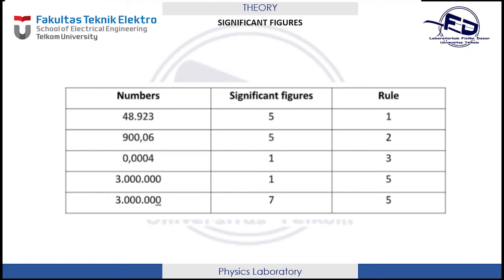The fourth and fifth examples are based from the fifth rule. In a number without a decimal point, trailing zeros may or may not be significant. Well, they may be significant if the last number is underlined. As you can see from the last example, the last 0 is underlined, so all of the numbers are significant. You can compare it with the fourth example that has no number underlined, so the only significant number in the fourth example is only 3.